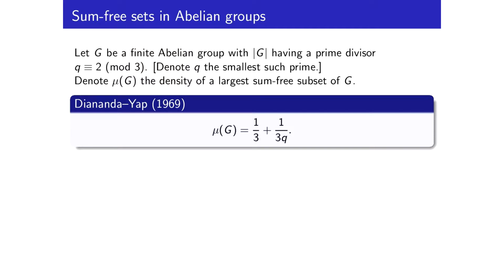And denote by mu(G) the density of the largest sum-free subset of G. Then a theorem of Green and Ruzsa says that the maximum density of a sum-free subset is 1/3 plus 1/(3q). If you look at the simplest example for the Abelian group, Z_2n, then in Z_2n the set of odds is sum-free, q is equal to 2, and this density is equal to 1/2.